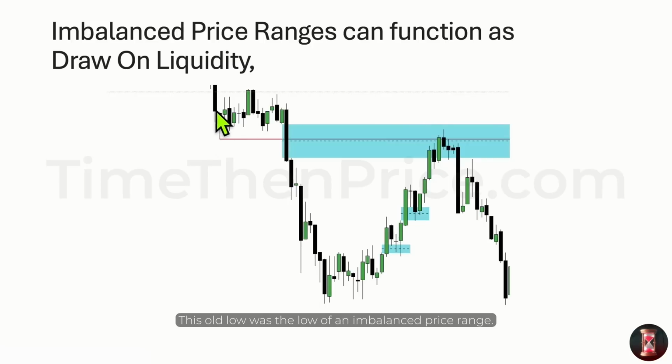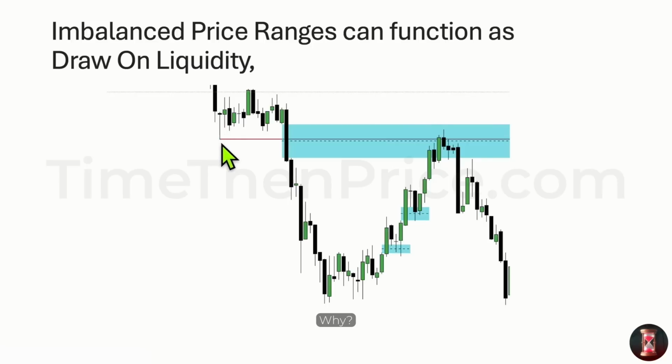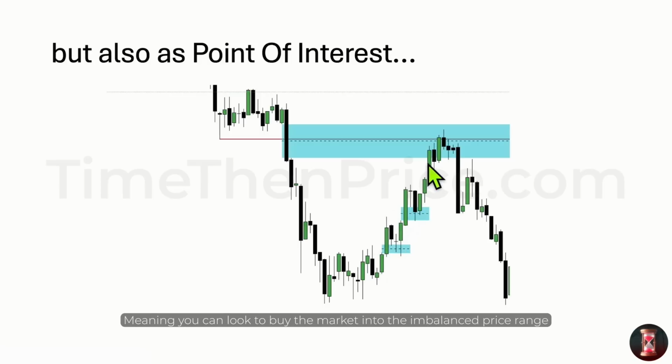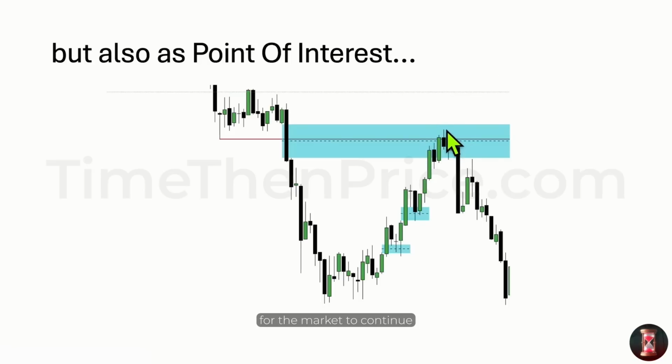This old low was the low of an imbalanced price range. Why? Because we offered sell side, buy side, sell side through the low with a CB. So now buy side has to be delivered again into that range before the market is allowed to expand lower. We see the market form a high there and then begins to draw lower eventually. Why? Because imbalanced price ranges can also function as a point of interest, meaning you can look to buy the market into the imbalanced price range, and when the imbalanced price range gets reached, you can anticipate a reversal to form for the market to continue its bearish order flow.